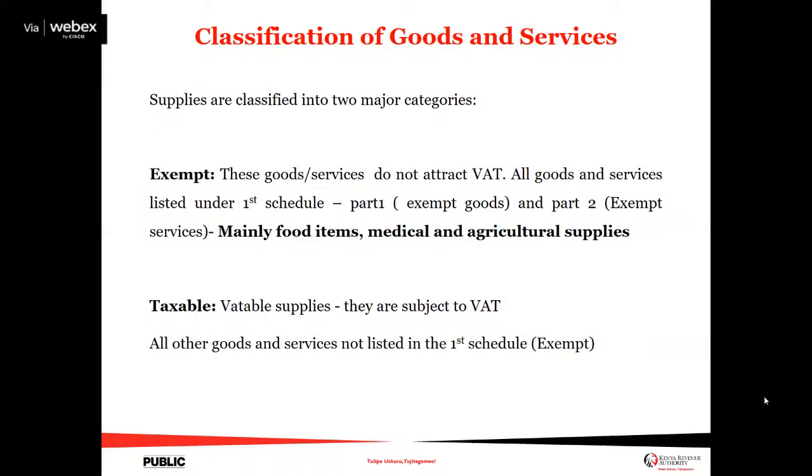Okay, we can proceed. So the other thing is taxable supplies. The taxable supplies are subjected to VAT. So all other goods and services that are not listed in the first schedule are not exempt.